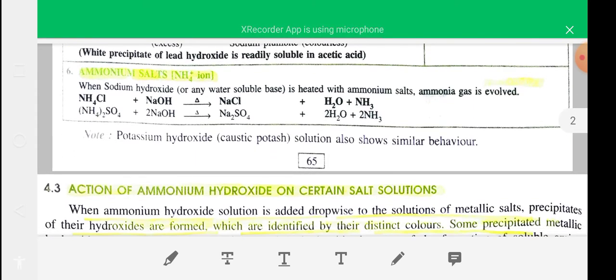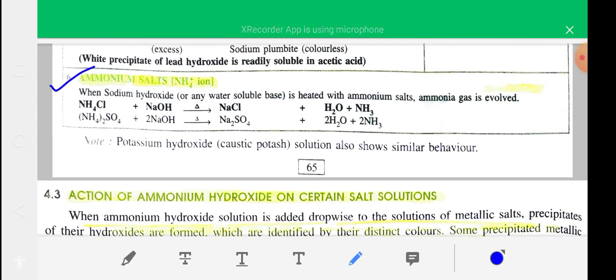Okay, now see the action of sodium hydroxide on ammonium salt, that is NH4+ ion. Ammonium salts like NH4Cl, (NH4)2SO4. When these ammonium salts are treated with sodium hydroxide solution, you will get salt, water, and ammonia. So when sodium hydroxide is heated with ammonium salt, you will get ammonia gas.